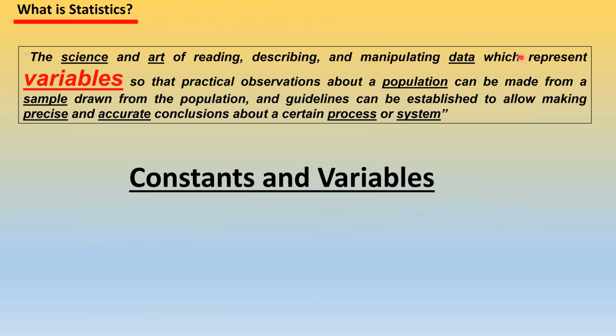Let's continue the definition. Statistics is the science and art of reading, describing, and manipulating data which represent variables. Now, this is really a key issue here: variables. I told you in the previous lecture that statistics is the science of dealing with variability. I also told you that you will hardly find any constant parameter in the world. Everything in the world is variable.